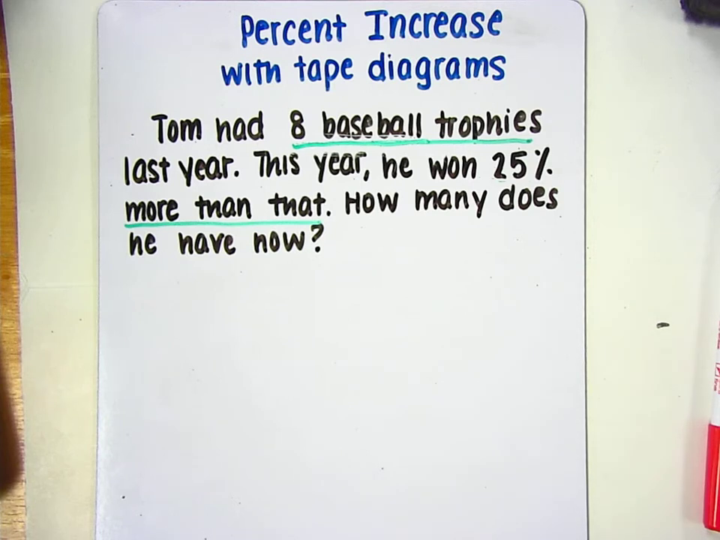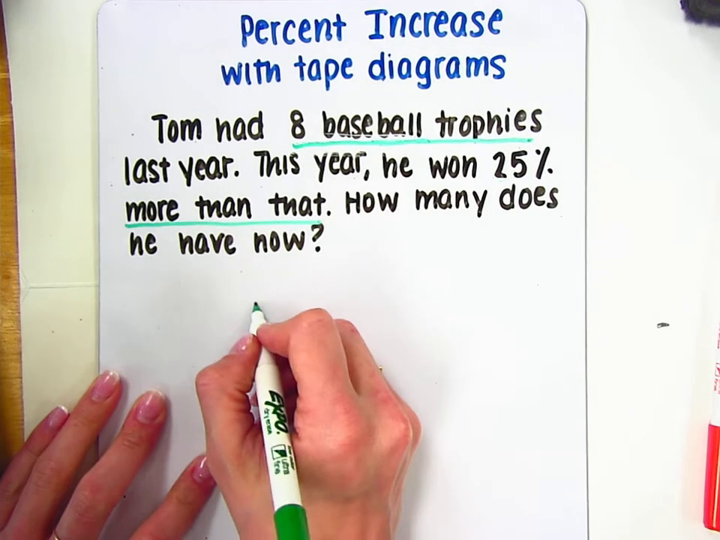We're going to take a look at how we can represent percent increase and decrease problems using tape diagrams, and then how we can use them to help us actually solve those problems. So the first example is an example of percent increase. Tom had 8 baseball trophies last year, and this year he won 25% more than that. We want to know how many does he have now.